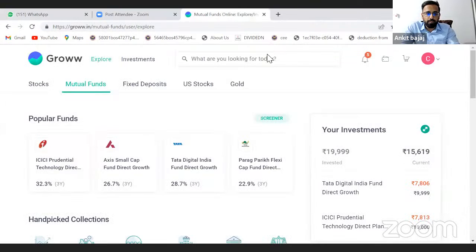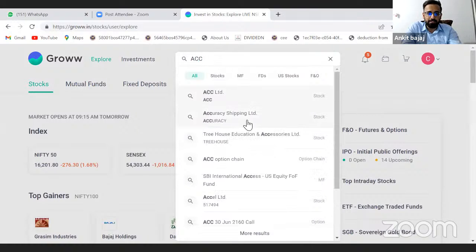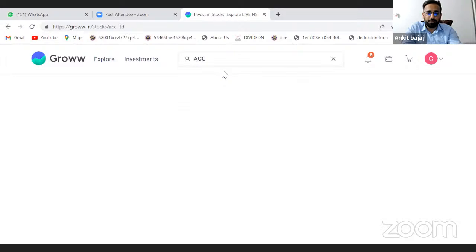I will be showing you the Groww application first, right? Just a moment. Here you can see I have opened up the Groww application. Now I will be taking one share here. I'm taking the share of ACC Limited. Instead of mutual funds, I should click on stocks, right? And I will be taking the share of ACC Limited, and we will see what the position of ACC Limited is.